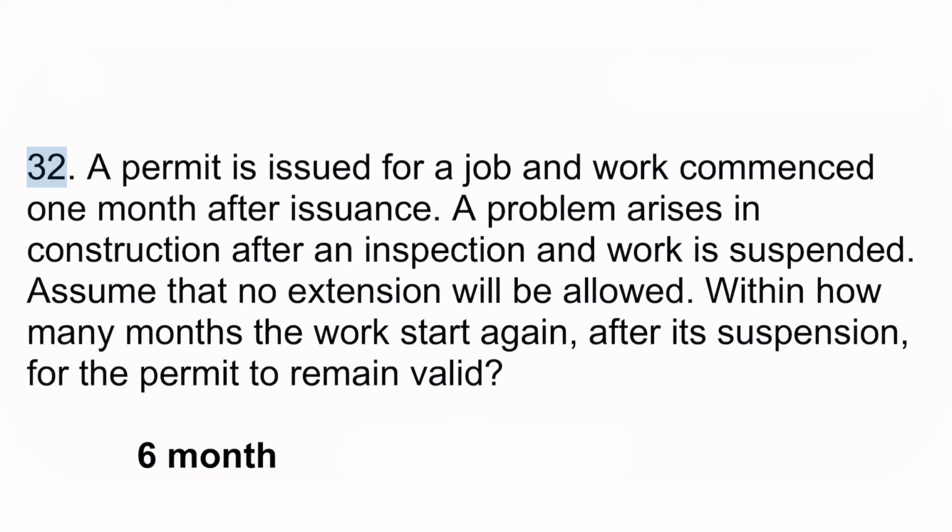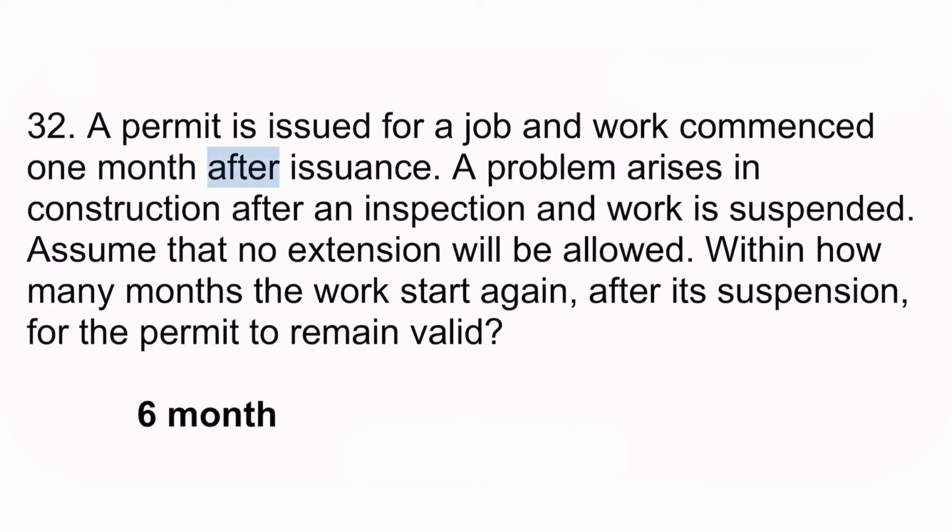32. A permit is issued for a job and work commenced 1 month after issuance. A problem arises in construction after an inspection and work is suspended. Assume that no extension will be allowed. Within how many months must the work start again, after its suspension, for the permit to remain valid? 6 months.